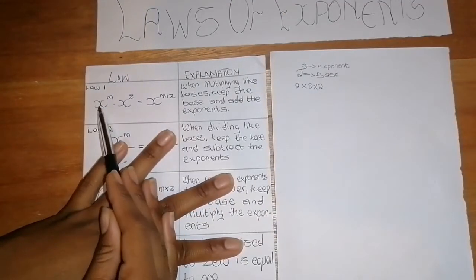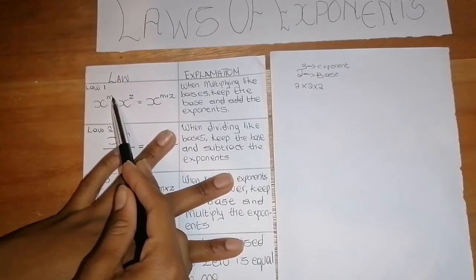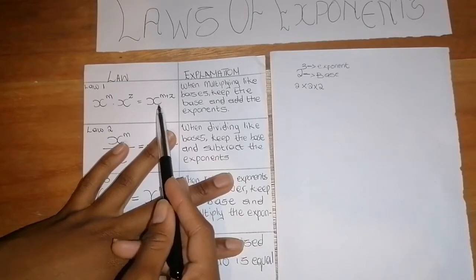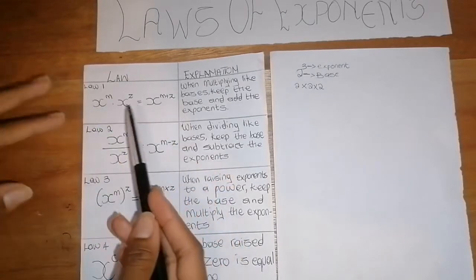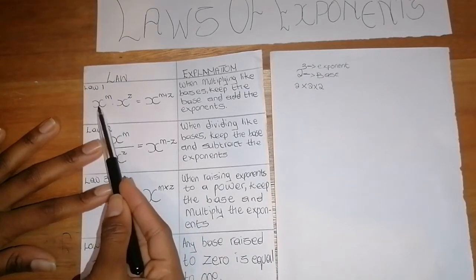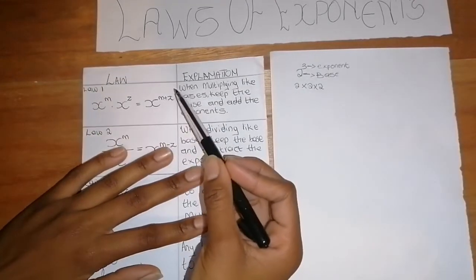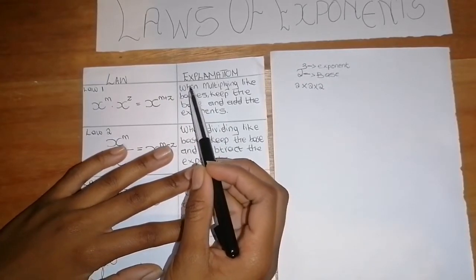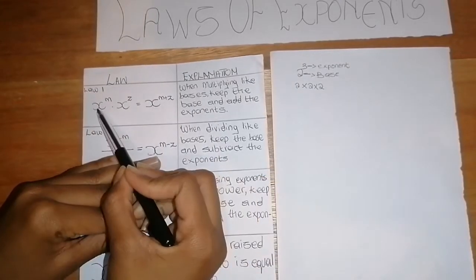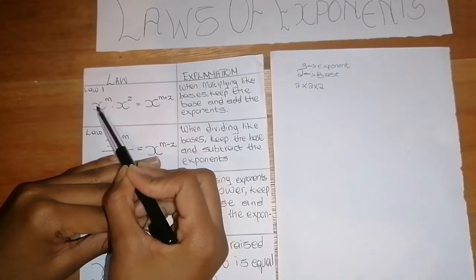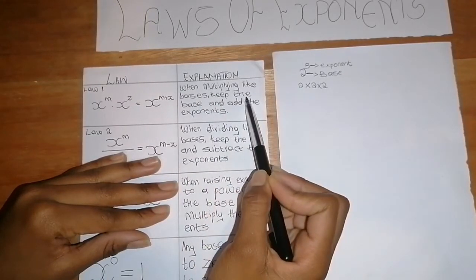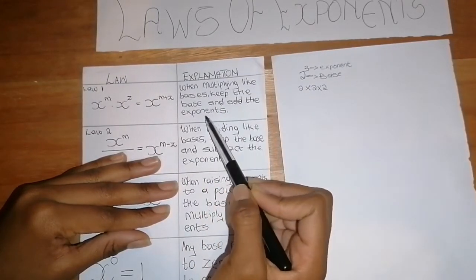So we'll be starting with law number 1. x to the exponent m multiplied by x to the exponent z equals x to the m plus z. As we can see, it is a multiplication sign in between these two terms. So let's hear what the explanation is saying. When multiplying like bases, remember a base is this big one, keep the base and add the exponents.